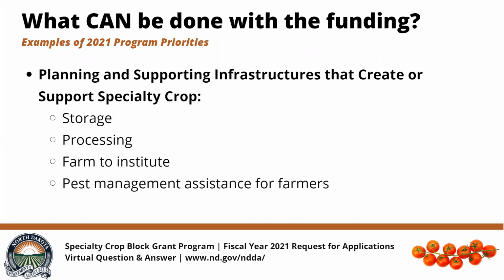The third priority for 2021 is planning and supporting infrastructures that create or support specialty crop. This may include supporting or expanding storage, processing, farm-to-institution relationships, and pest management assistance for farmers.